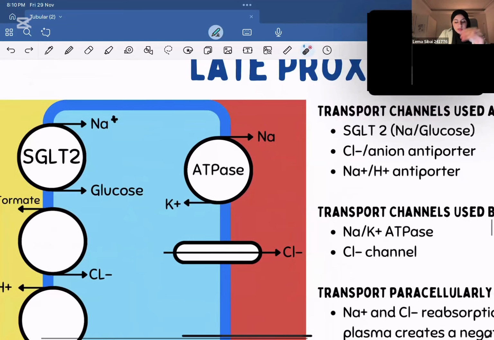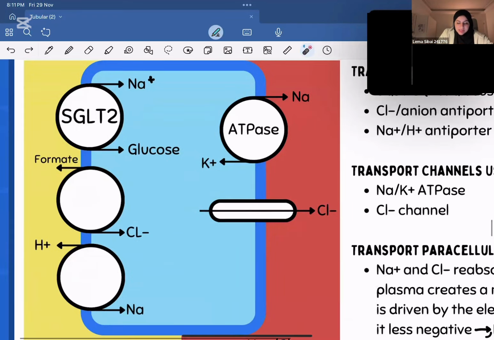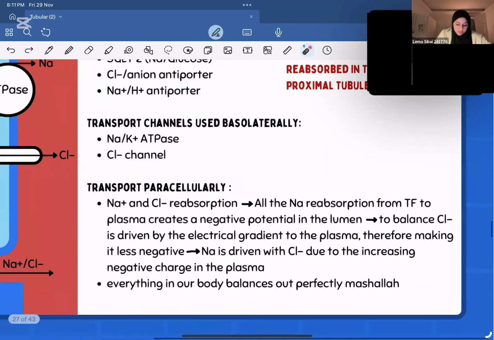Anyways, on the basolateral side of the membrane, you have a sodium potassium ATPase pump. And once again, this is for the electrochemical gradient, just to balance it out. And of course, you need a channel to get the chloride out and into the blood so it can be reabsorbed. And this is what this passive facilitated chloride channel is for. Okay. And I wrote this all down here.